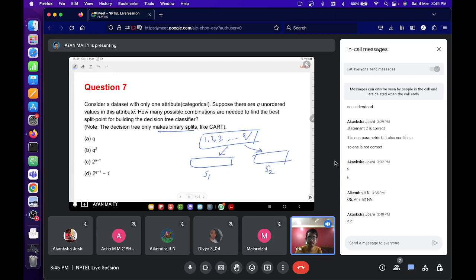Now how many ways can you do that? So this is the question actually. Q distinct objects are given, and you have to form two groups by splitting those objects. How many ways can you do that? So this is a combinatorics problem.